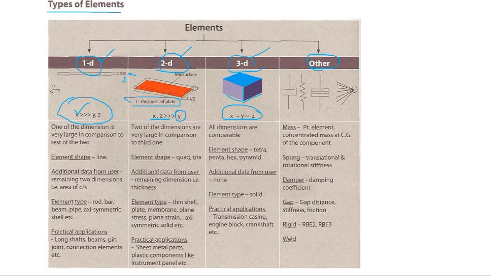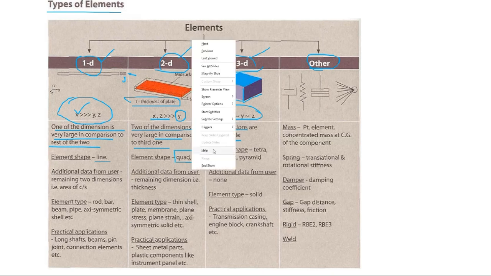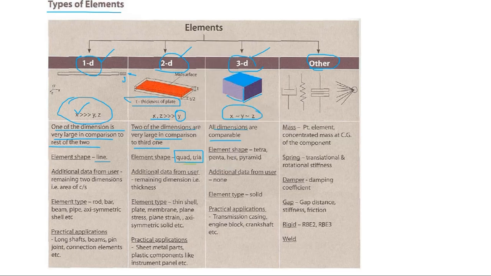So you see here, one of the dimensions is very large in comparison to the rest of the two. Here, two dimensions are very large in comparison to the third one. Here, all dimensions are comparable, so we cannot ignore any of them. Here, for the element shape, we say it's a line element. Next one is a quad element or tri element. Once we go to the element types, we can understand what quad and tri are. And here these are the solid elements: tetra, penta, hex, pyramid.